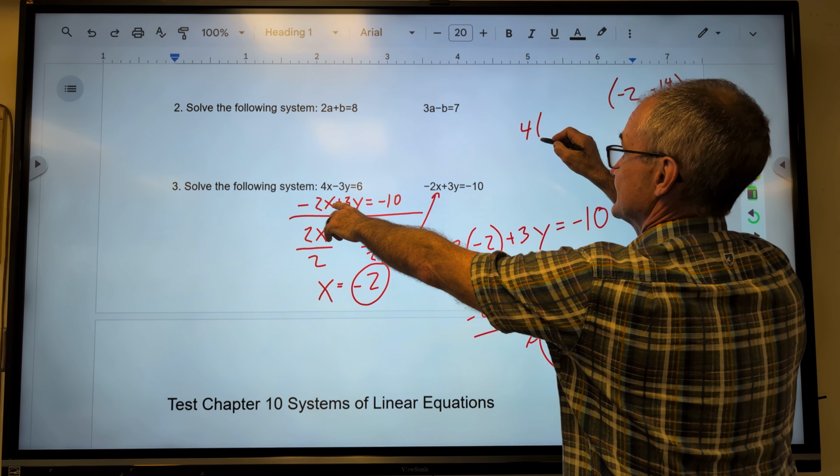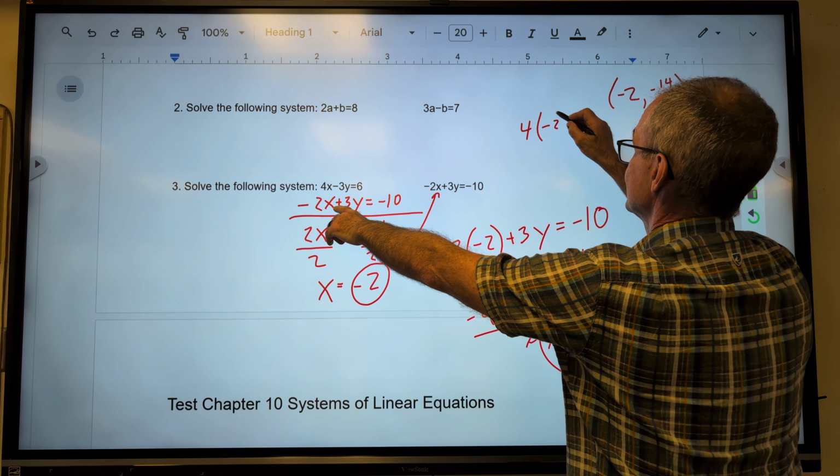4 times x, which is negative 2, minus 3 times y, negative 14 thirds, should be equal to 6. This right here is negative 8. This right here, negative times a negative is going to be positive. My 3's cancel. Negative 8 plus 14 should be equal to 6, and it is. So there's my solution, and I've checked it.